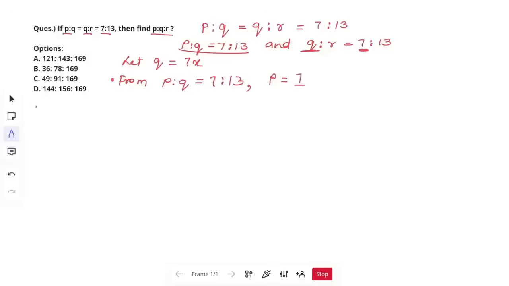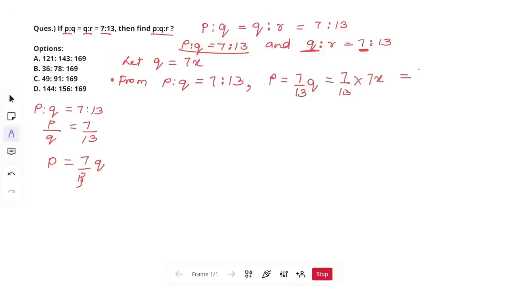I'll tell you quickly if you have not understood. P is to Q is 7 is to 13, which can also be written as P by Q is 7 by 13. We are trying to find out P, so P can be written as 7 by 13 Q. Then we substitute the value of Q, which we assumed, 7x. So this gives us 49 by 13 x. This is the value of P we have got.